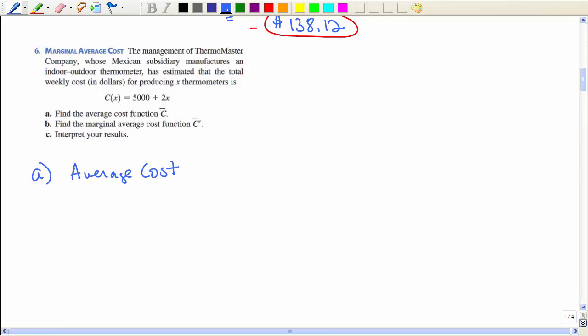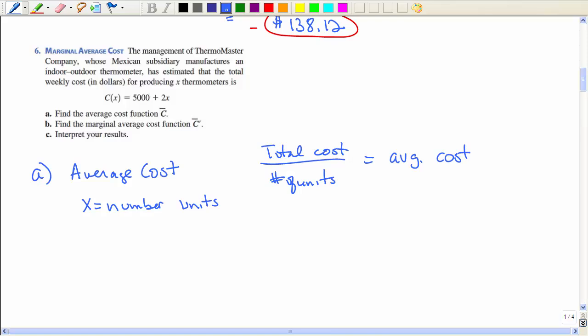Well, if you think about what average means, it means you would add up everything you have and divide by however many units. Remember, X is the number of units we're talking about, and so that's what we would need to divide by. We would take our total cost and divide by the number of units. And that is going to be the average cost.